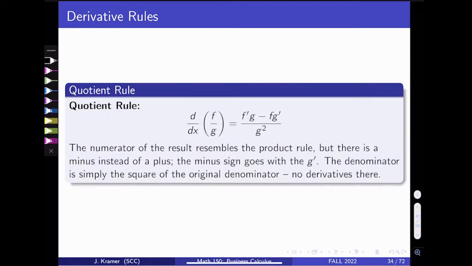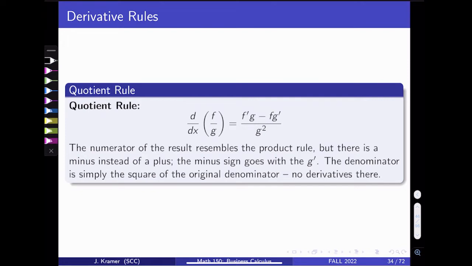The quotient rule: the numerator of the result resembles the product rule, but there's a minus instead of the plus. The minus sign goes with the g prime. The denominator is simply the square of the original denominator, and there are no derivatives. So if we're looking at taking the derivative of the quotient f over g, where f and g are differentiable functions and g is not equal to 0, then we have f prime times g minus f times g prime all over g squared.